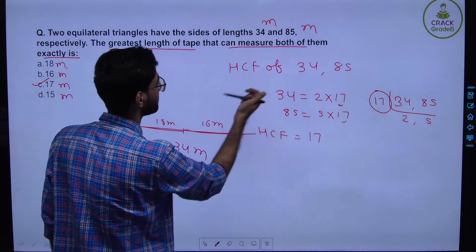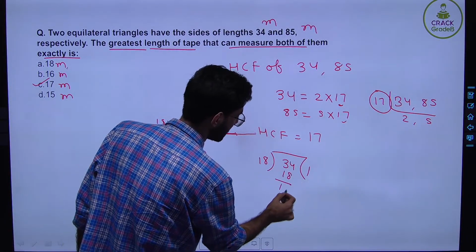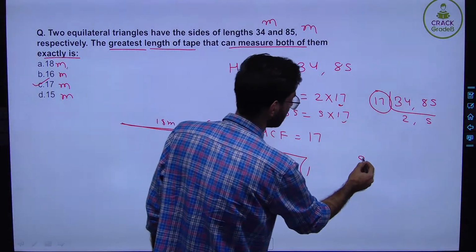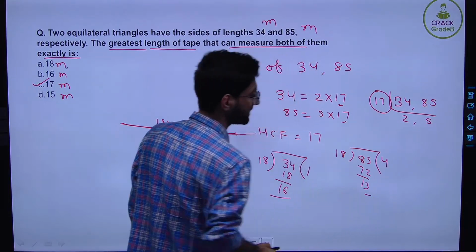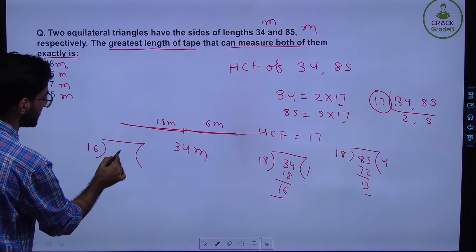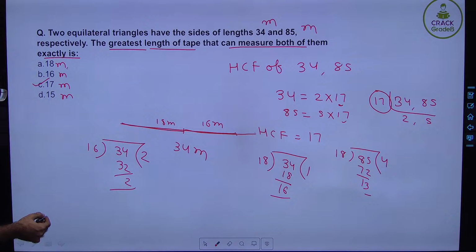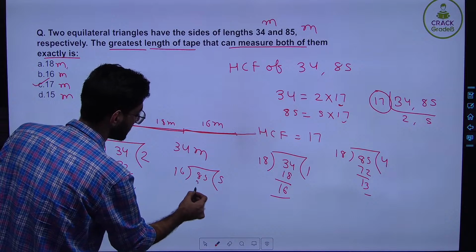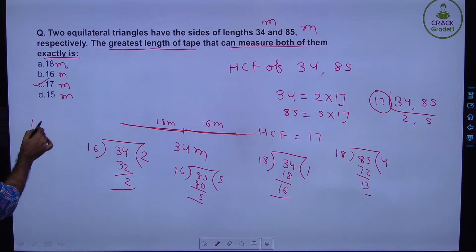See, and there is another way to check that 18 into 34. You will get remainder 16. Means you can't measure, right? If you divide 85 by 18, you will see 13 as remainder, right? Let us check for option B. 16 and 34. Again, 2 is the remainder. The remainder should be equal to 0. Again, try to measure 85 by using 16. 16 into 5. Again, you get remainder as 5. Right? Now check for option C.